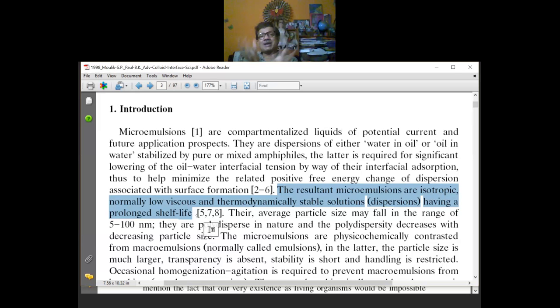But when they form a micelle, it is different: the core of the micelle is one kind, the surface of the micelle is another, and the bulk is yet another. So microemulsions are also microscopically heterogeneous, but macroscopically they are homogeneous. So microemulsions are isotropic. Normally they will have low viscosity. They will be thermodynamically stable.